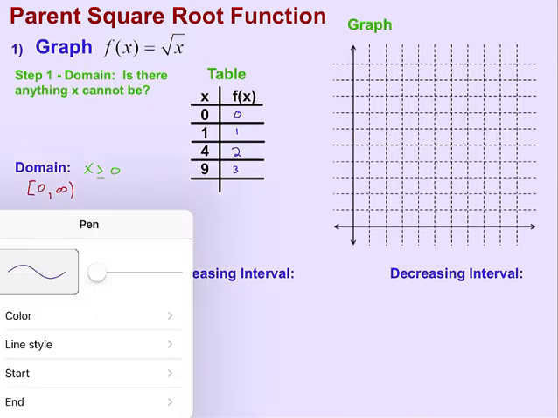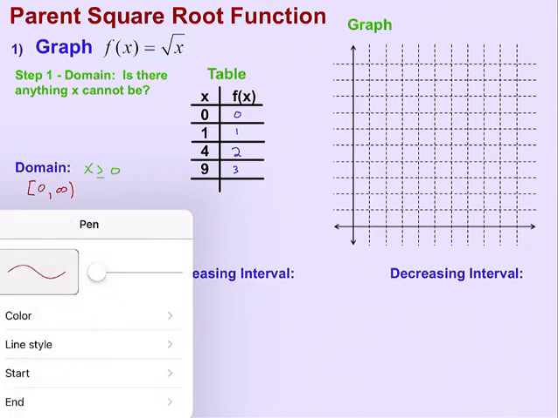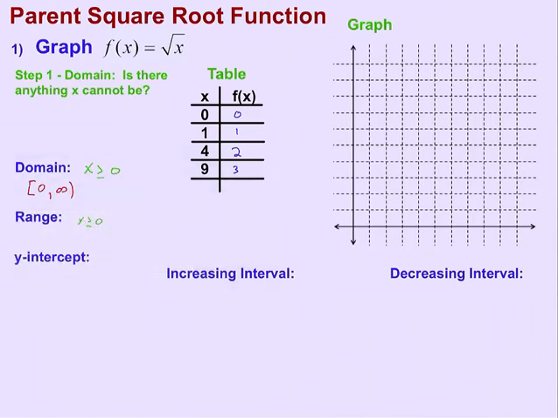Which means that the range, we can see it started off when y was 0, and the y values will keep getting bigger and bigger as the x values get bigger and bigger. So the y values will keep growing forever. In other words, the range goes from 0 to infinity, just like the domain.